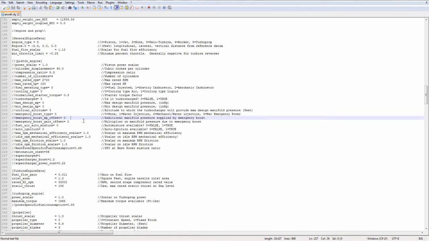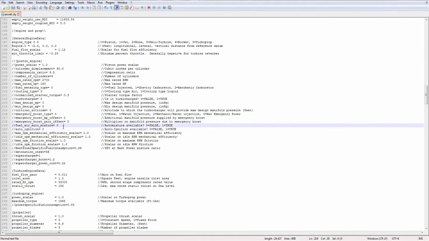So like if the engine's running at 20 on manifold and then you activate the boost, how much is going to get added to that 20, basically. And this last one is the gain offset, the multiplier on manifold pressure due to emergency boost. Now, quick thing here, do not use emergency boost to simulate things like nitro injection or supercharger. Starting with Acceleration and on, superchargers and nitro injections are modeled separately now, so you don't have to use an emergency booster to model those.